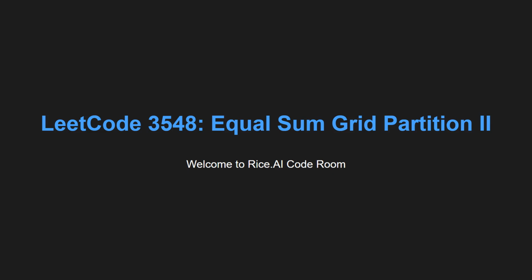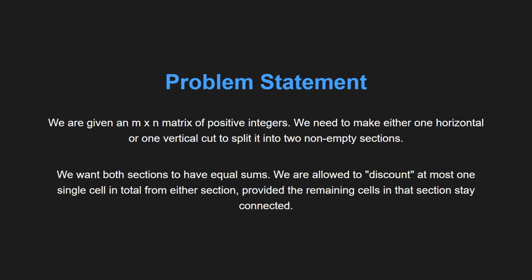Today we are tackling LeetCode 3548, Equal Sum Grid Partition II. In this problem, we are given a matrix of positive integers. We need to make either one horizontal or one vertical cut to split it into two non-empty sections. We want both sections to have equal sums. However, we are allowed to discount at most one single cell from either section, provided the remaining cells in that section stay connected. We need to return true if such a valid cut exists.